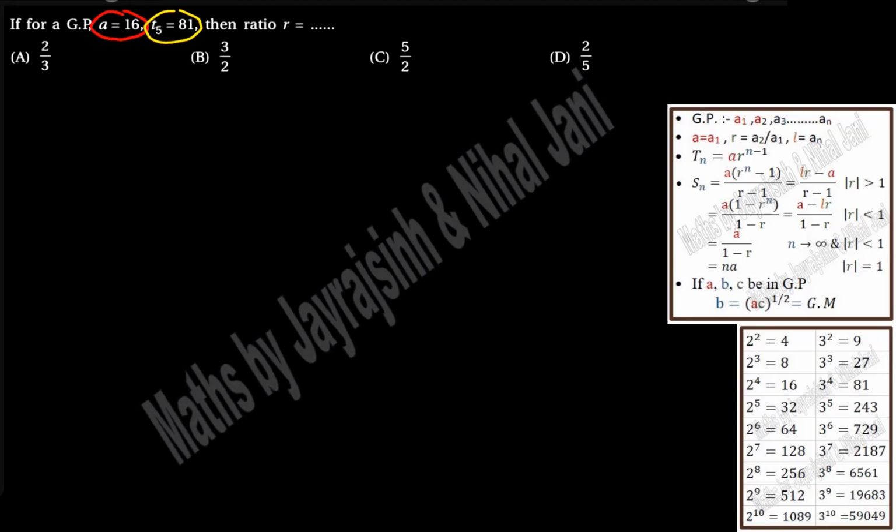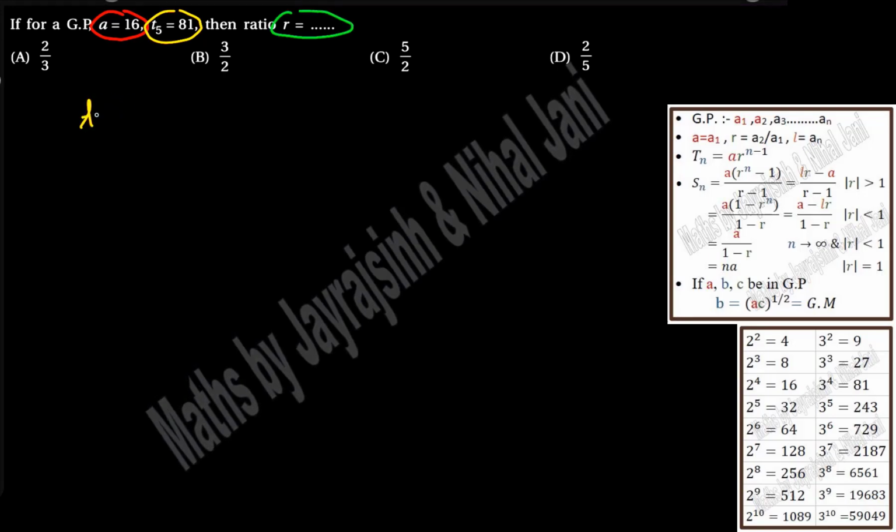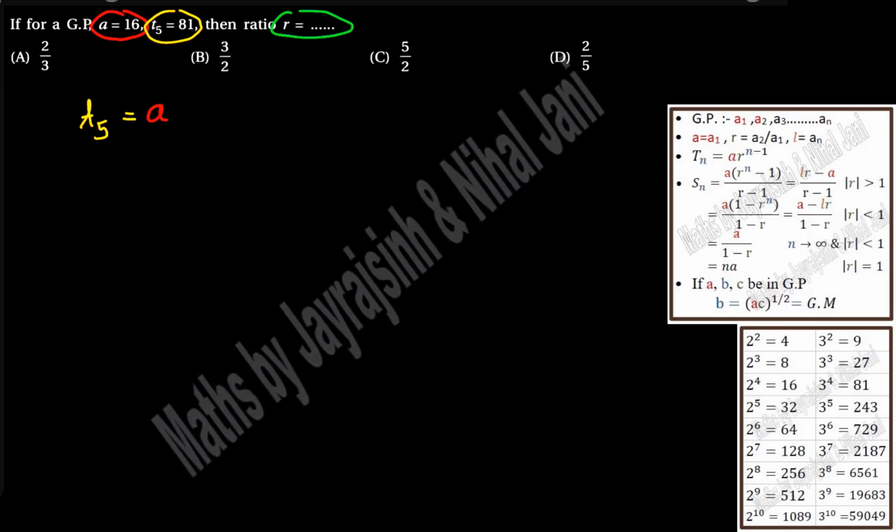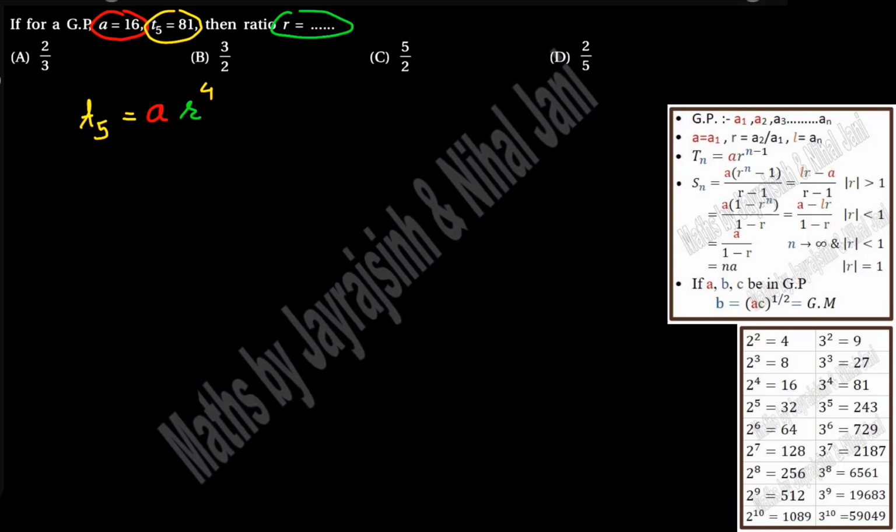Now, here we have one simple question. It is directly given that A is equal to 16, T5 is 81, and we have to find the value of r. So we are going to use the formula of T5, which is simply ar raised to 5 minus 1, or we can say 4. Now let's substitute the values.